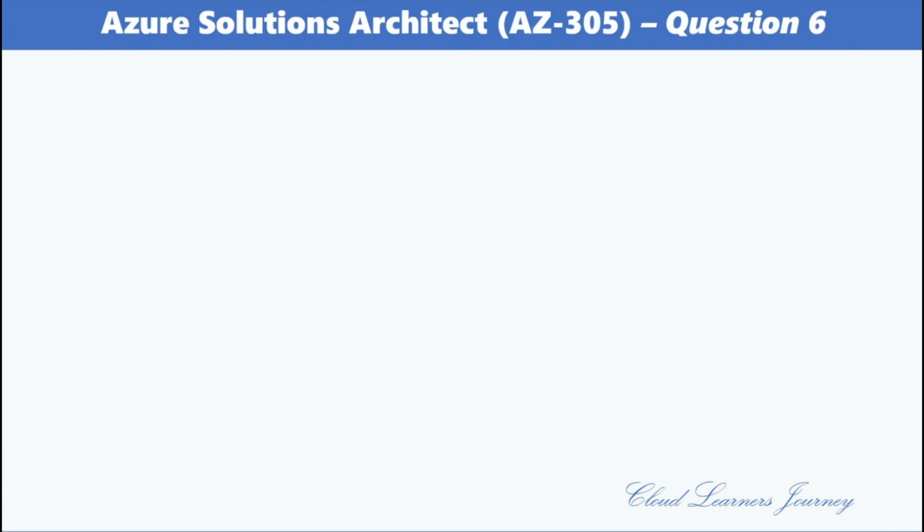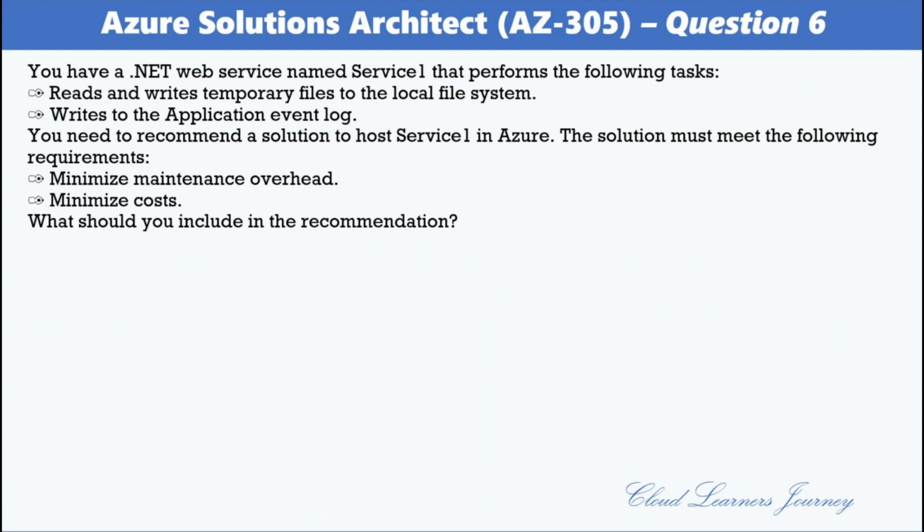Next, question number 6. You have a .NET web service named Service 1 that performs the following tasks. Reads and writes temporary files to the local file system, writes to the application event log. You need to recommend a solution to host Service 1 in Azure. The solution must meet the following requirements. 1. Minimize maintenance overhead. 2. Minimize costs. What should you include in the recommendations?